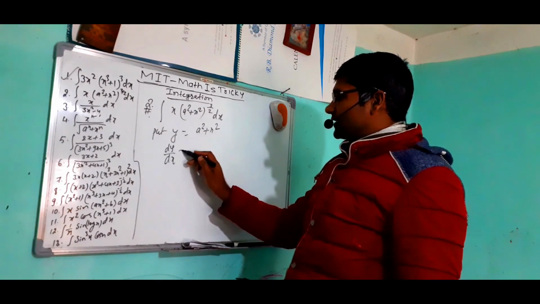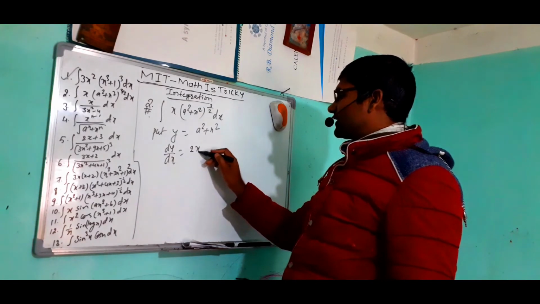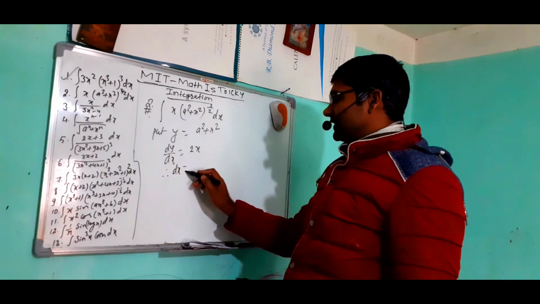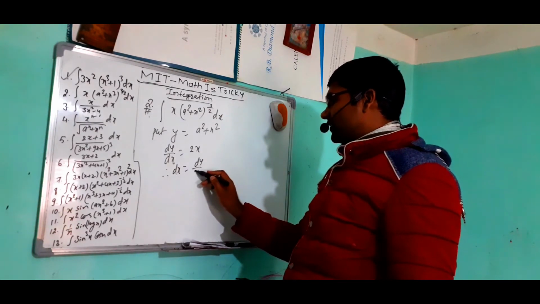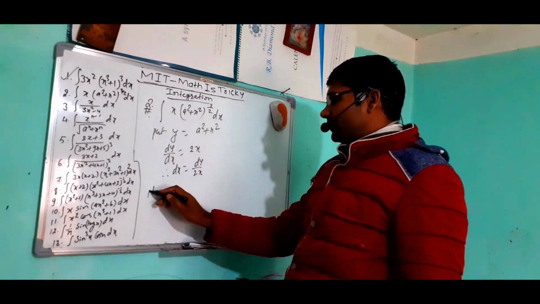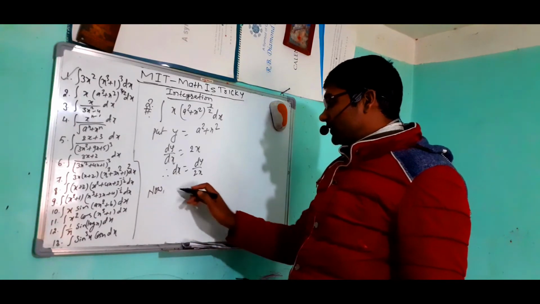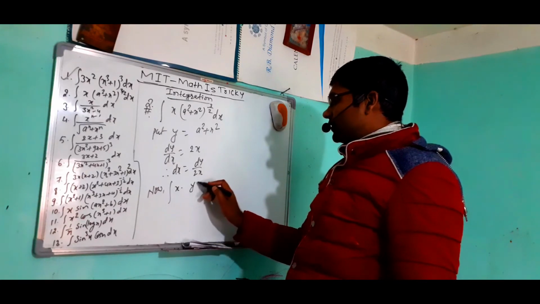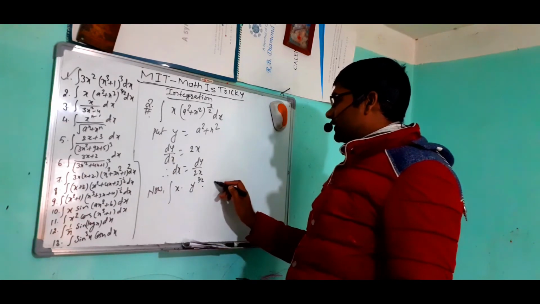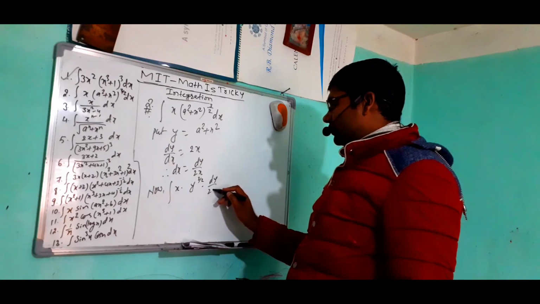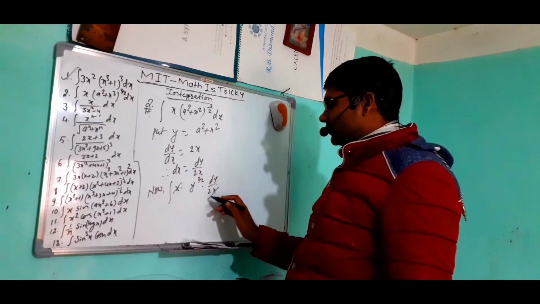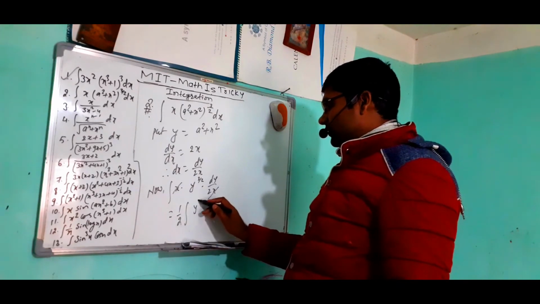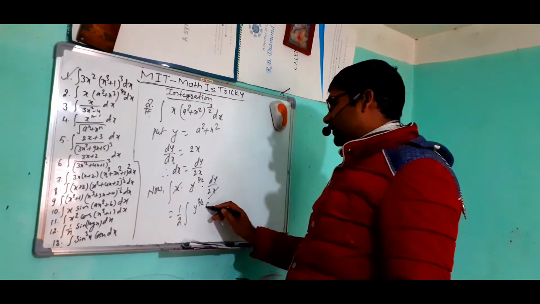dy by dx is simply 2x because a is constant. As before, you always find dx. dx is dy by 2x. Now the question will be solved here. So it is going to be x times y to the power 3 by 2, dx is dy by 2x. Don't worry about the variable, it will be cancelled. 1 by 2 integration y power 3 by 2 dy.